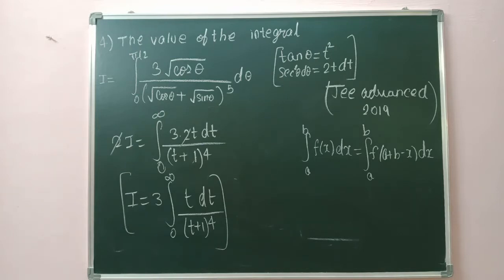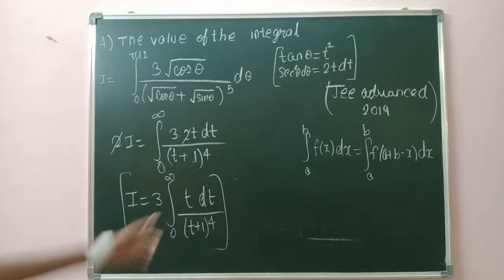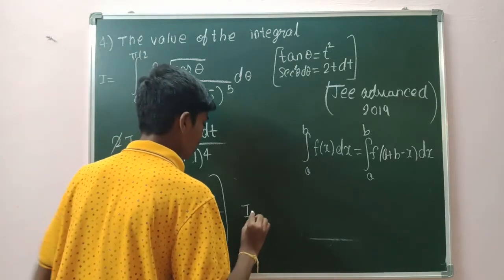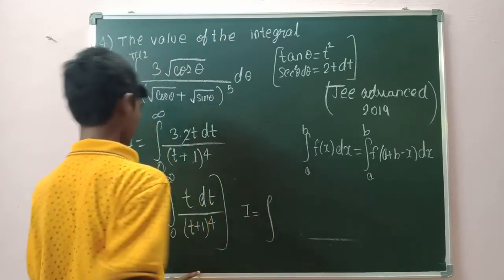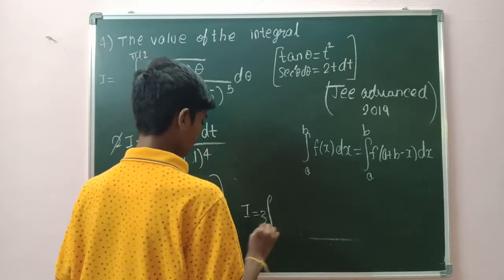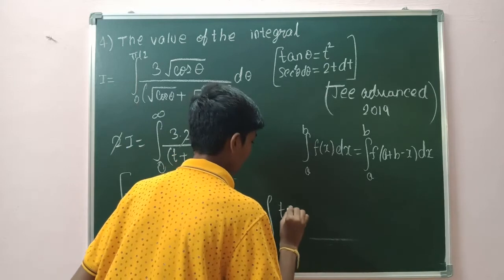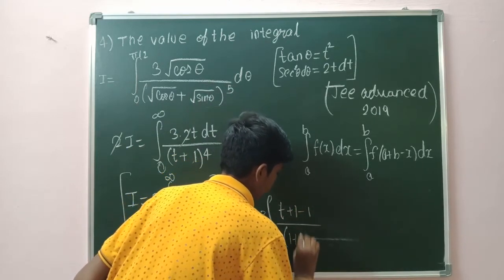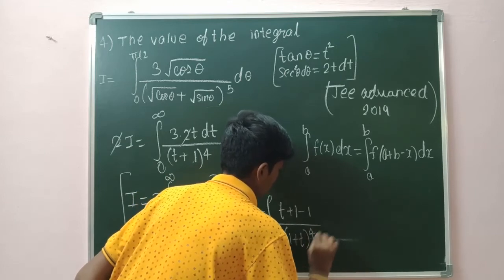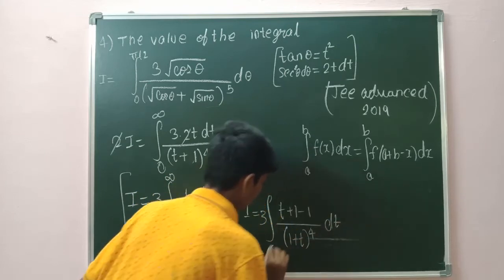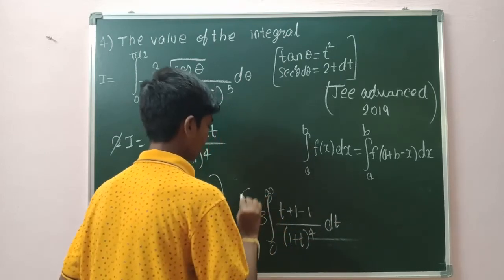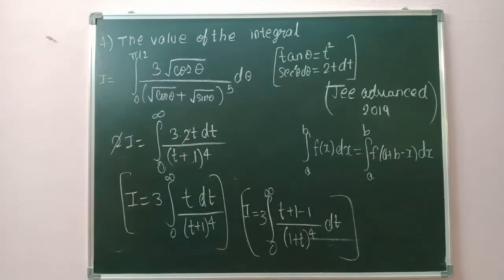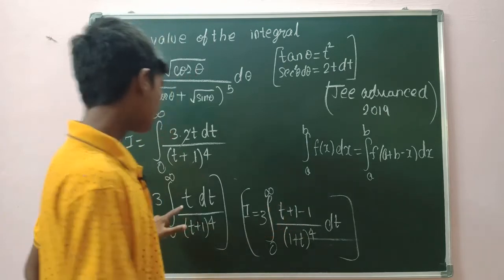So what I'm going to do here is, in the numerator, I'm going to add 1 and subtract 1. Therefore the same I can be written as 3 into integral of (t plus 1 minus 1) by (1 plus t) power 4 dt from 0 to infinity. This is what you will get, right? This is the type of integral that you will be left with when you add 1 and subtract 1 in your numerator.